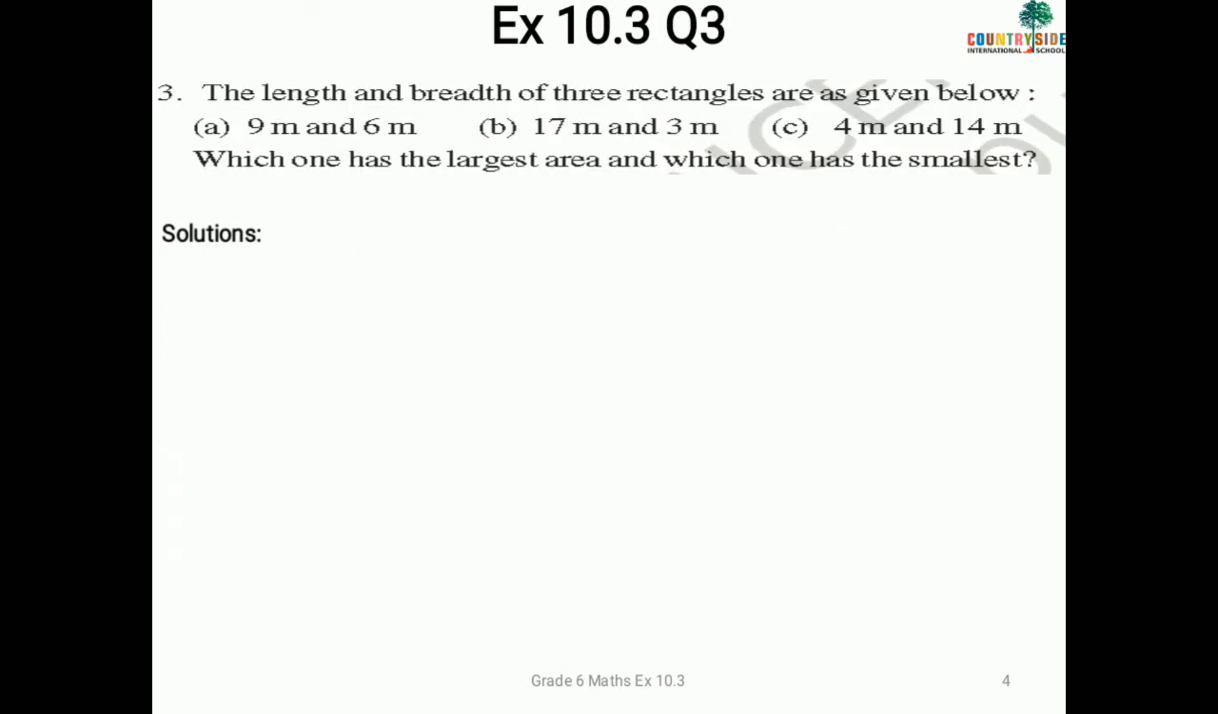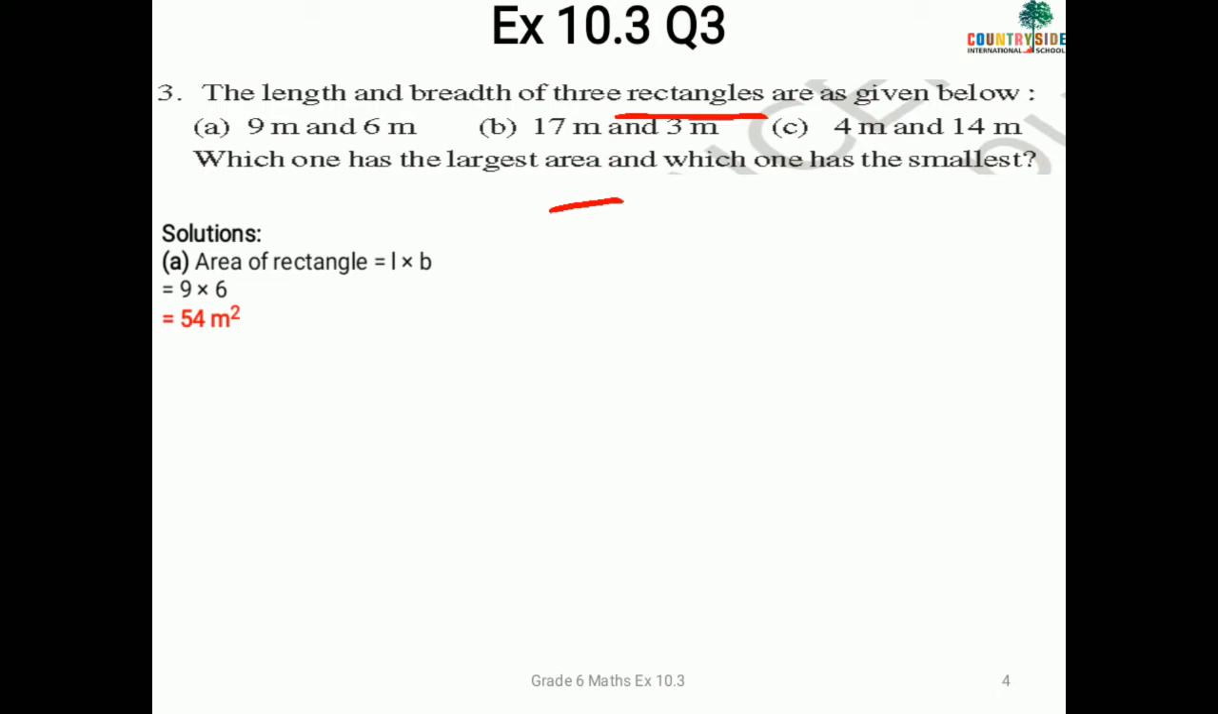Now scholars, let's start with exercise 10.3, question number 3. See, read the question. The length and the breadth of 3 rectangles are given to you. Which one has the largest area and which one has the smallest? Again a very easy question. A rectangle is given to you and you have to find the area. What is the formula for the area of a rectangle? Length into breadth. The first one: length is 9 meter and breadth is 6 meter. So 9 into 6, that is 54 meter square.